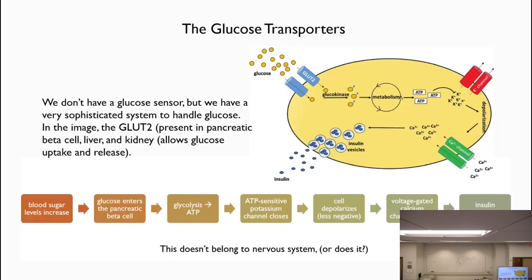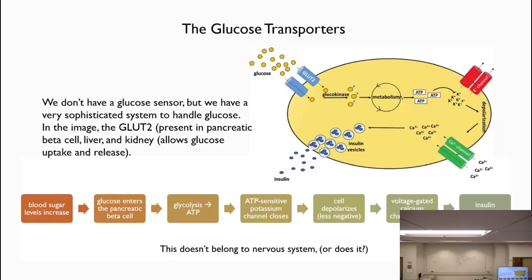Now, what happens when sugar levels in the blood go back to normal? These channels will allow a bidirectional transport of glucose. So when sugar levels go to normal and below normal, the sugar that now is in greater concentration inside the cell will start moving out. And the exit of sugar will stop the production of ATP.